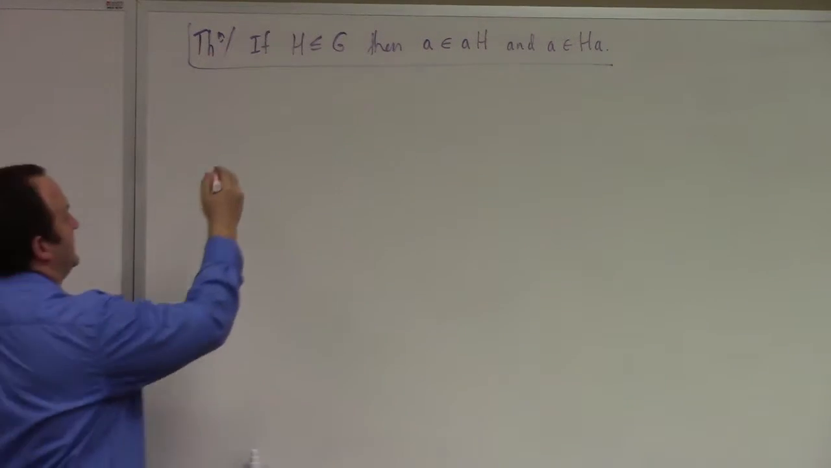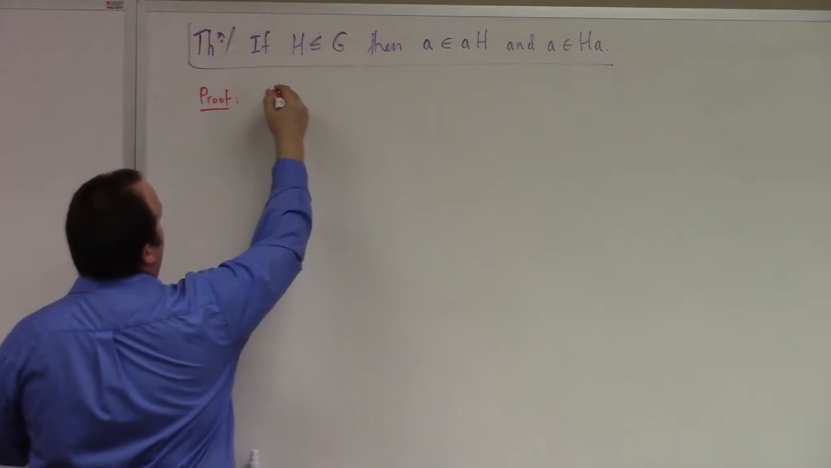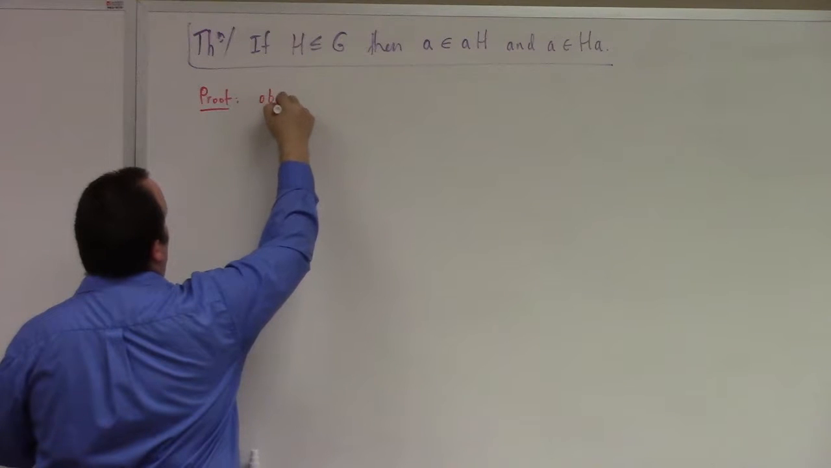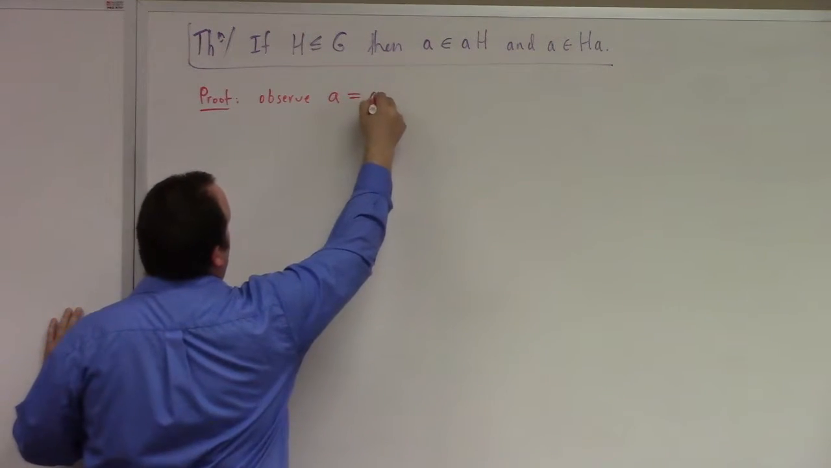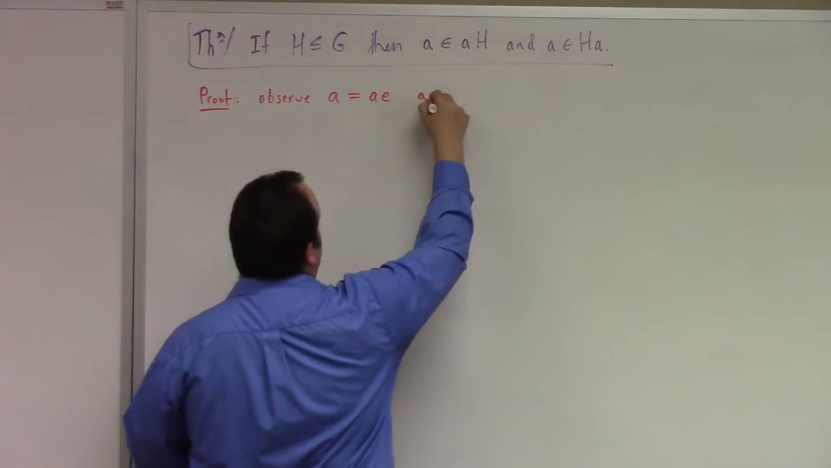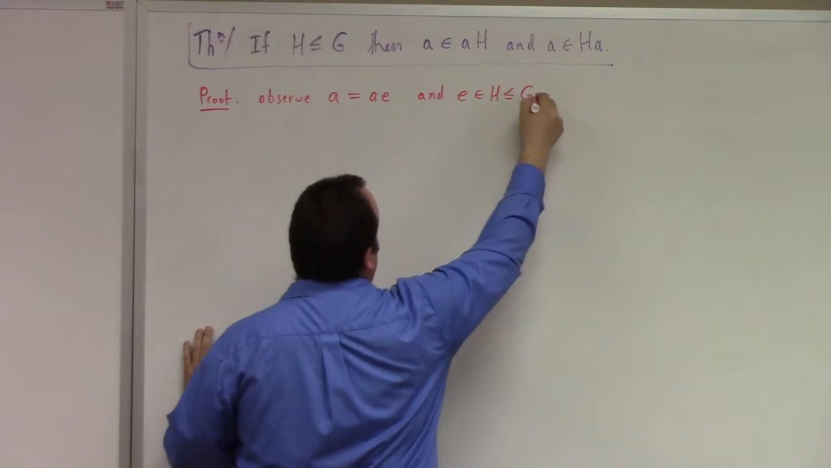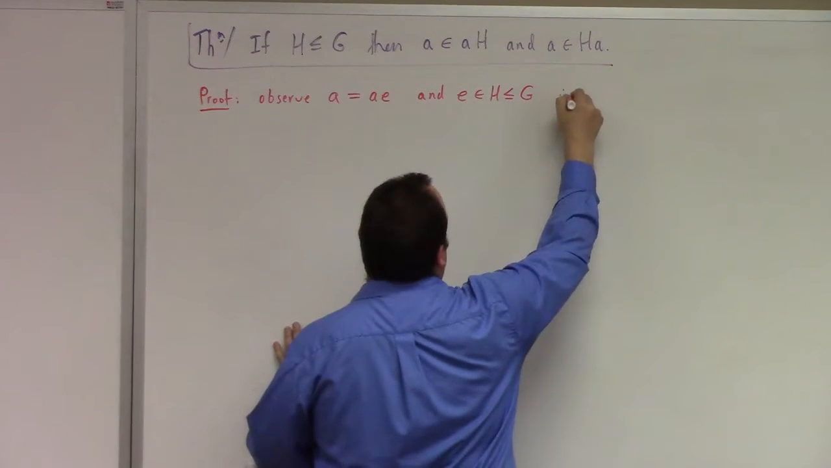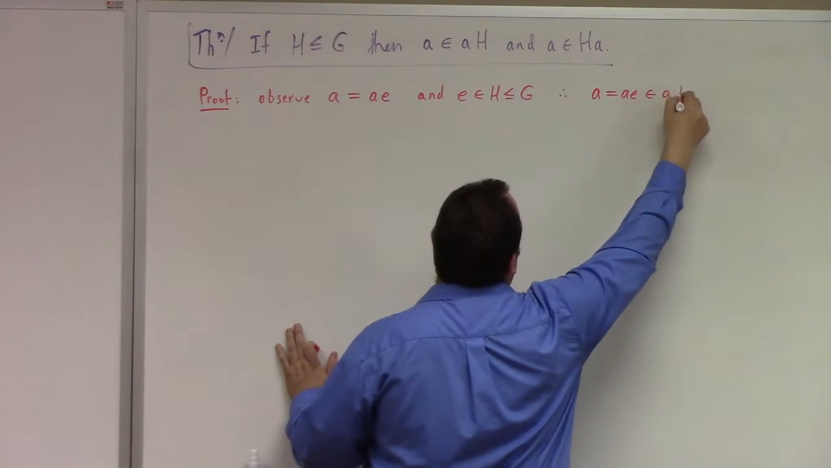I think the answer is with our eyes closed. Let's see your proof. This one's easy. Observe that a is equal to a times e, right? And e is an element of H because we're assuming H is a subgroup of G, right? Therefore, a equals ae is an element of aH.